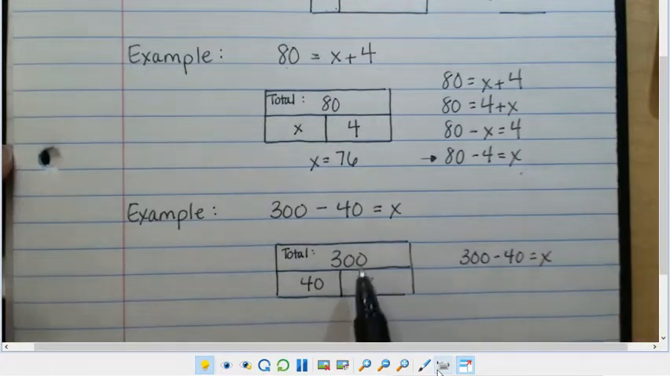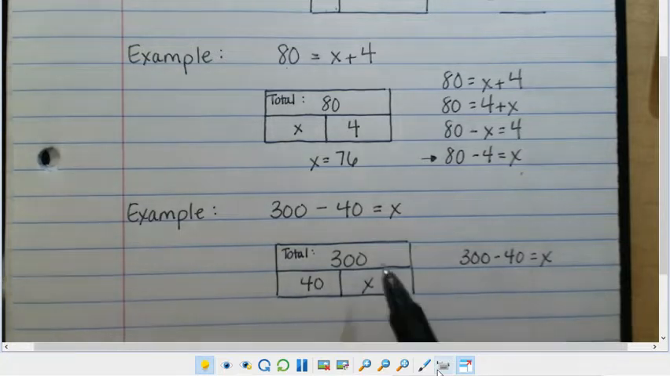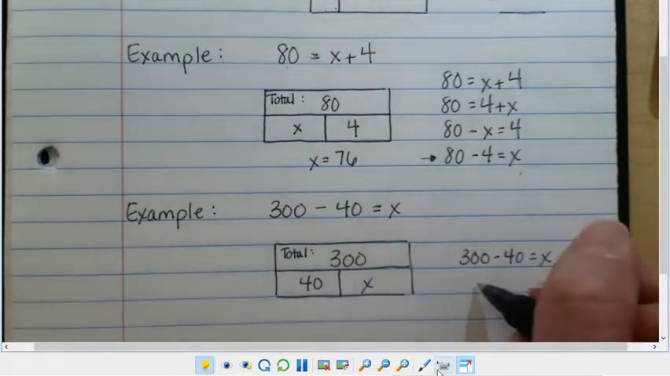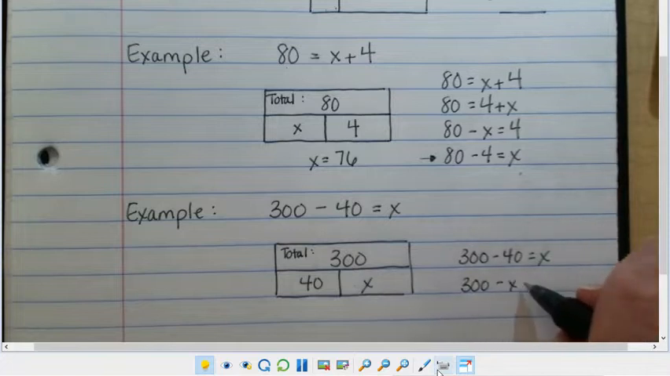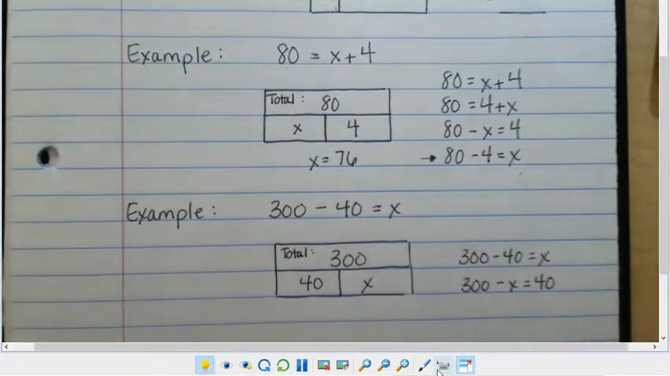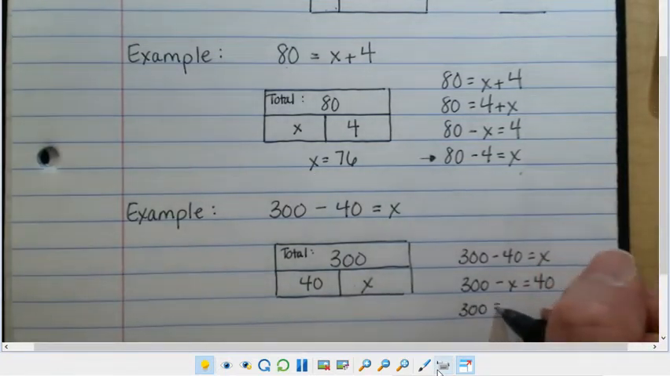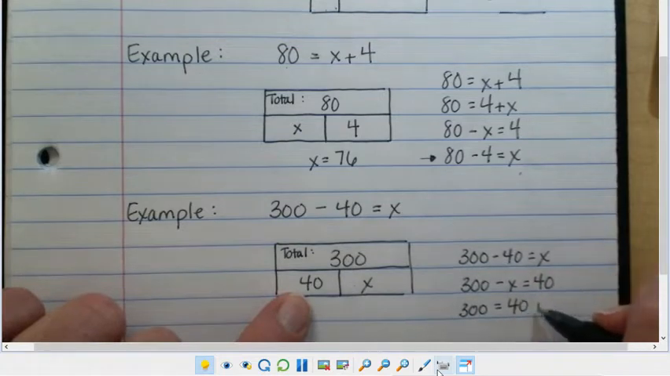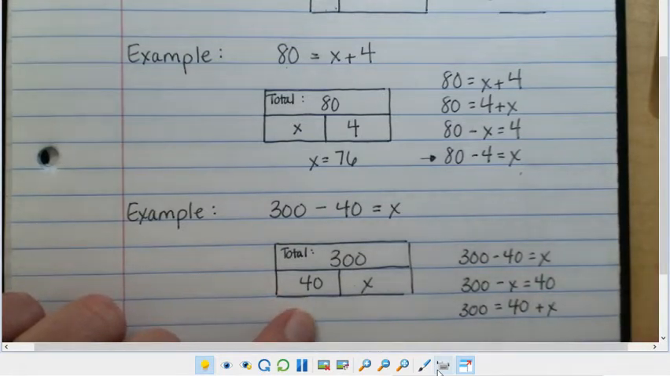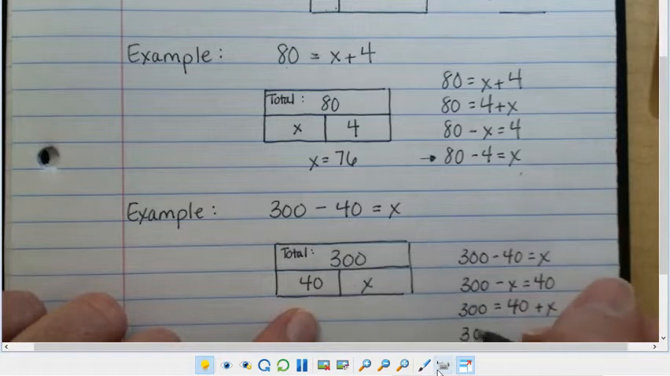So now I look at this and see what else I can pull from it. Well, this equation was 300 minus 40 equals x. I could also do 300 minus x equals 40. And since addition is the inverse, I can pull that from this as well. So I know that 300 is equal to 40 plus x. And 300 is also equal to x plus 40.